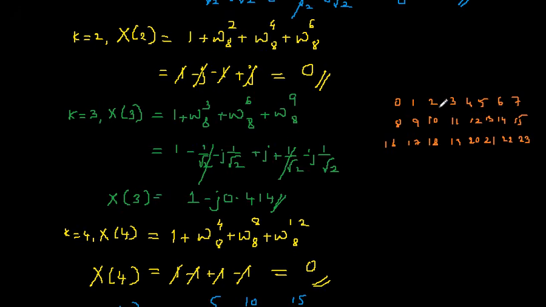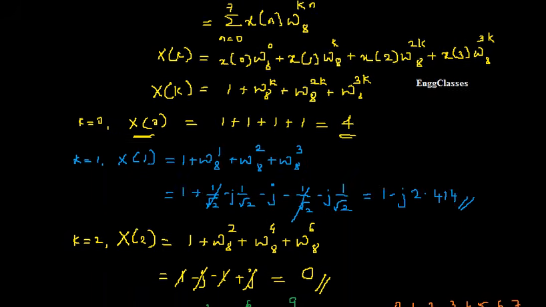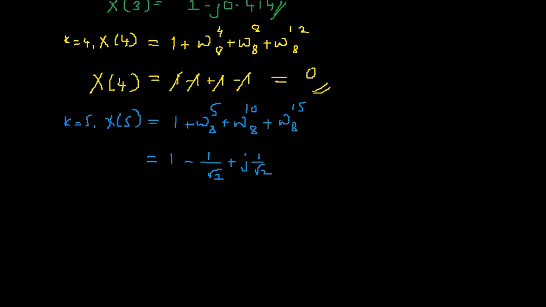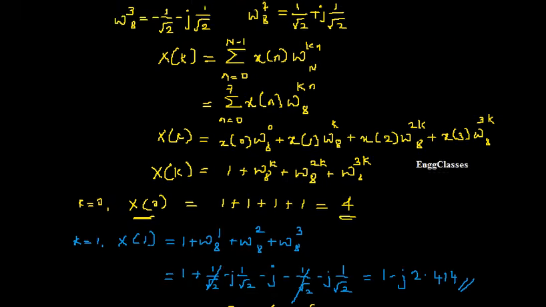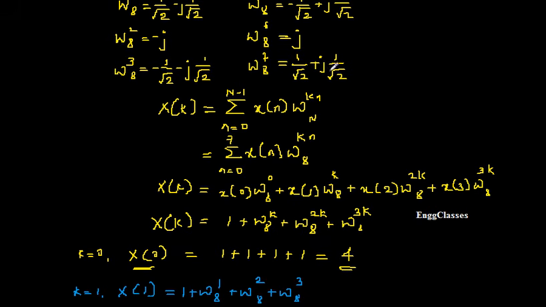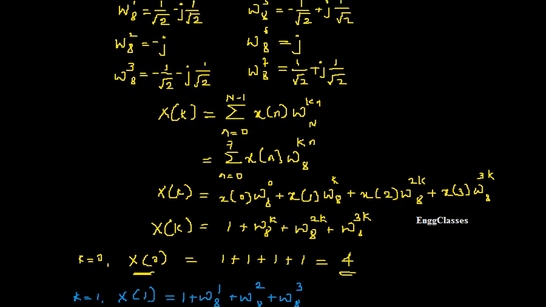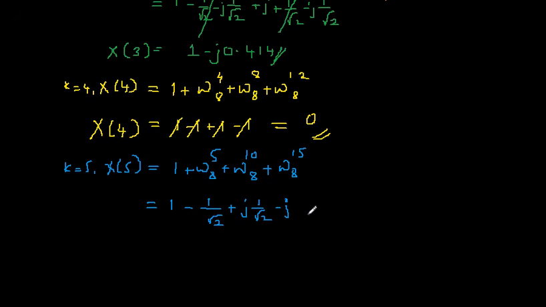Make use of this. W8 to the power 2 must be minus j, I guess. It is minus j. And lastly, I have w8 to the power 15. W8 to the power 15 is nothing but w8 to the power 7, which is equal to 1 by root 2 plus j 1 by root 2. So I'll write plus 1 by root 2 plus j 1 by root 2. Is that okay? So 1 by root 2, 1 by root 2 would cancel.